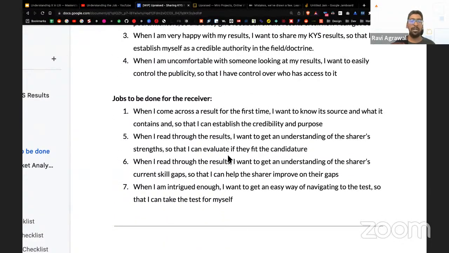For a receiver, when I read through the results, I want to get an understanding of the sharer's strengths so that I can evaluate if they fit my candidature. Right? When I read through the results, I want to get an understanding of the sharer's current gaps so that I can help them improve. And when I'm intrigued enough, I want to get an easy way of getting to the test so that I can take the test for myself. These are some jobs to be done that entail this particular case study of sharing KYS results.